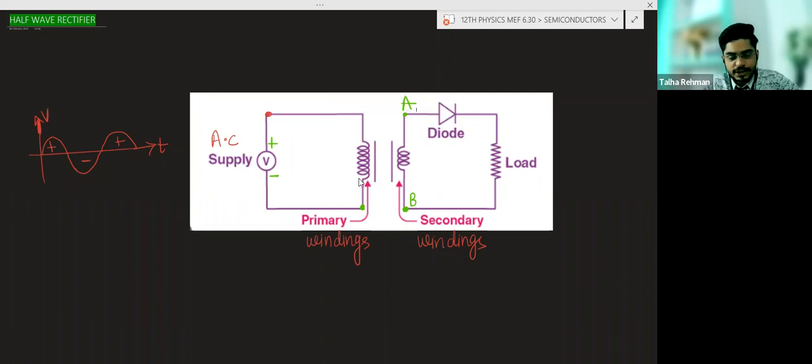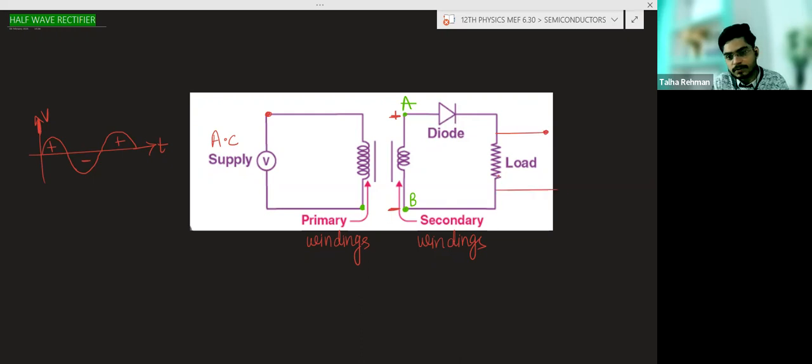So basically, I want to say that during the positive half cycle, suppose this end is positive, and this end becomes negative. Positive is connected to the P side and negative is connected to the N side. This is the condition of forward biasing. So in the positive half cycle, the diode is forward biased, which means the diode will conduct. Current will flow through the load and we will get the output here.